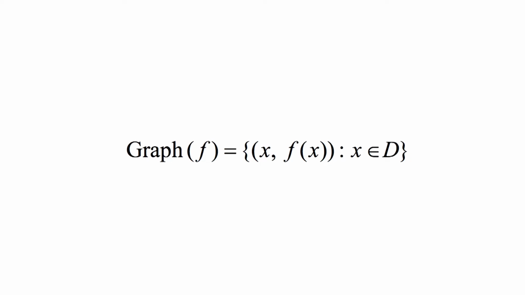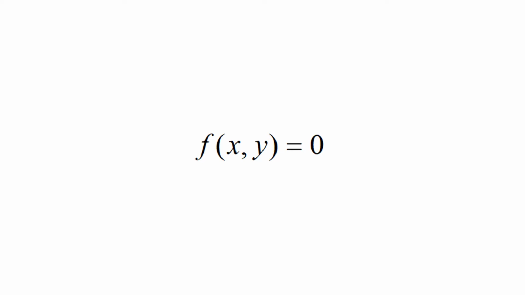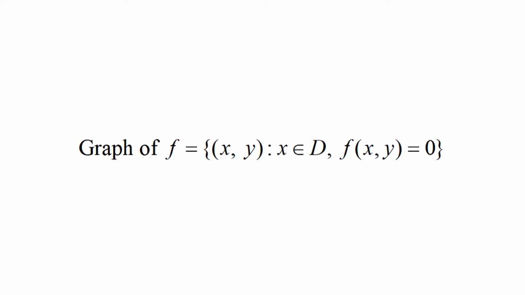defined by graph of f equal to the set of all (x, f(x)), where x is inside D. If the function is given in an implicit form, say f(x, y) equal to 0, then we define graph of f as the set of all (x, y), where x belongs to D, satisfying f(x, y) equal to 0. As graph of f is a subset of the plane R2, it can be plotted on a plane, and this process is called curve tracing.